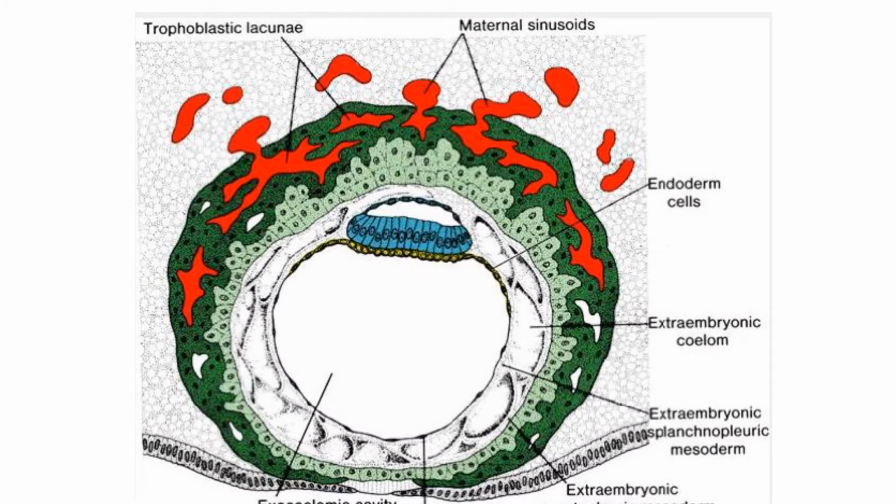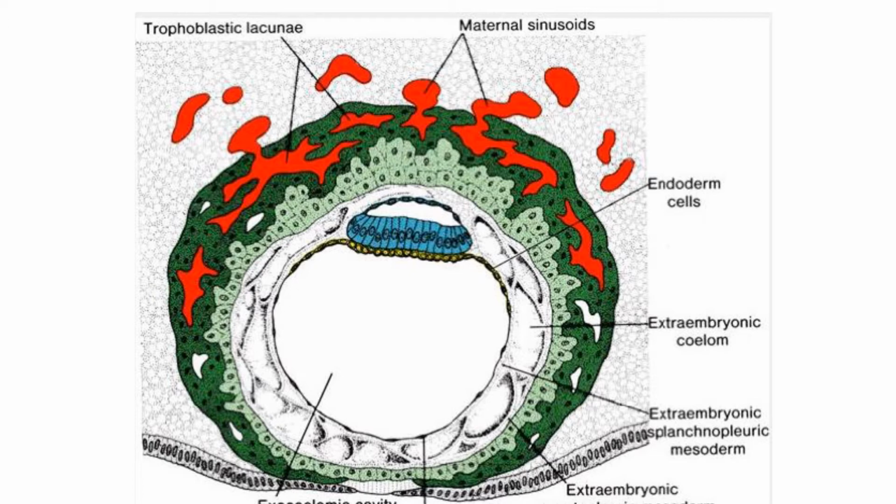You see the trophoblast here, in the development of the placenta during the embryonic period. There is a maternal sinusoid, trophoblastic lacunae and the extraembryonic chorionic coelom. Here is the development of the placenta at the second week of pregnancy. The main function of the placenta is nutrition. It maintains the nutrition of the fetus through the blood vessels that travel in the umbilical cord.